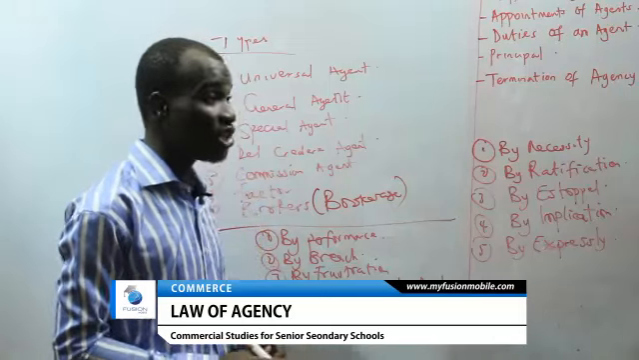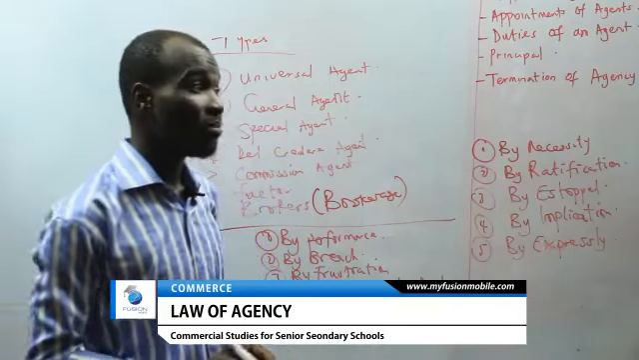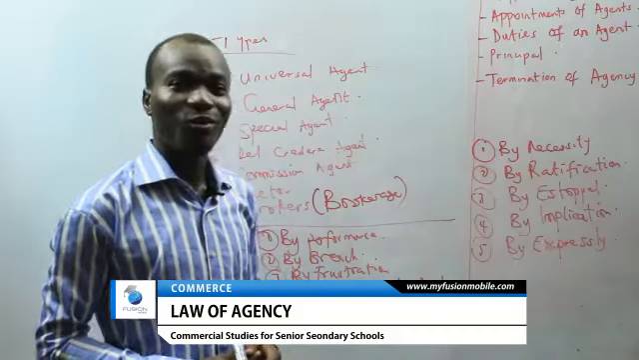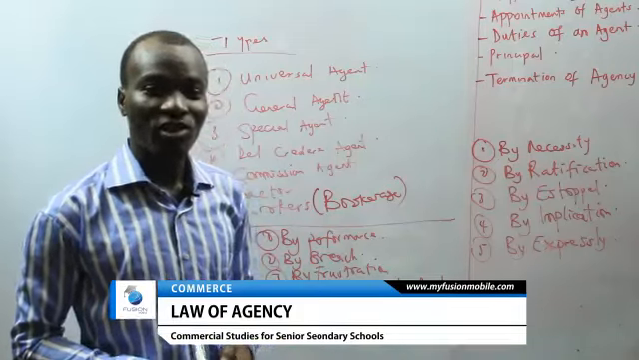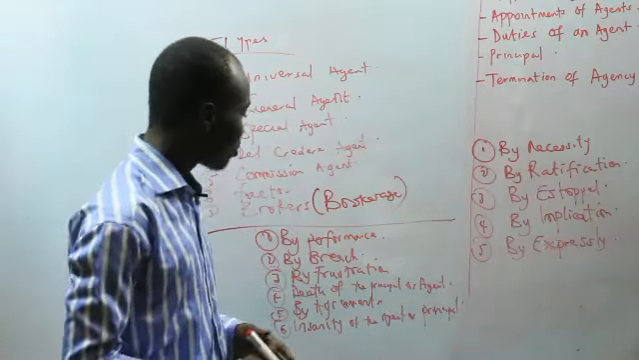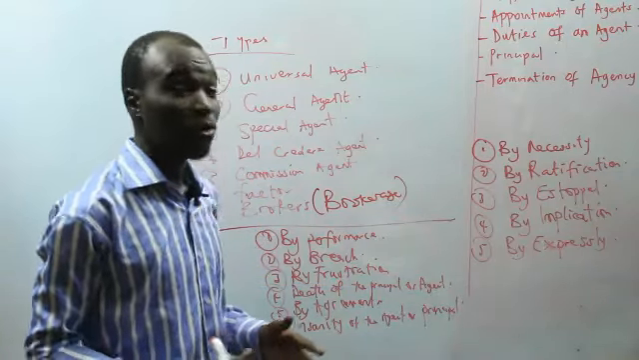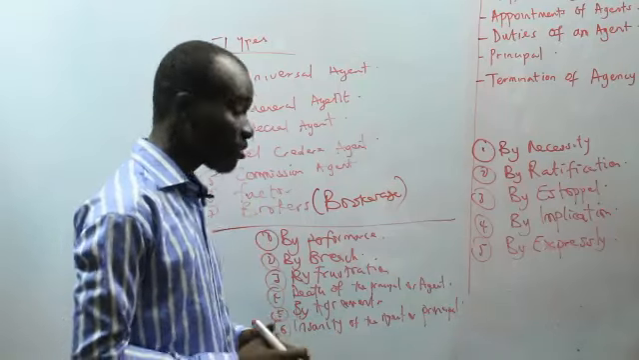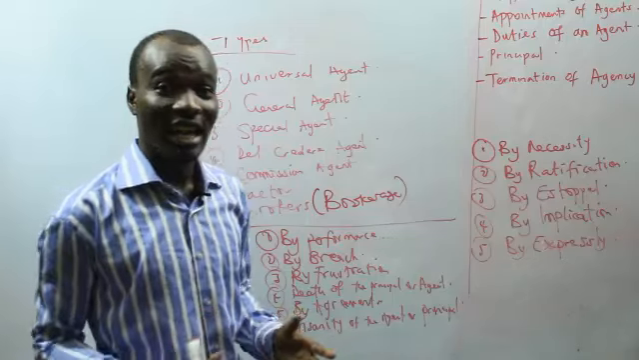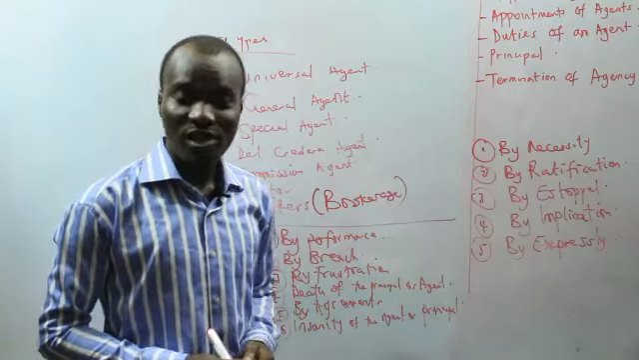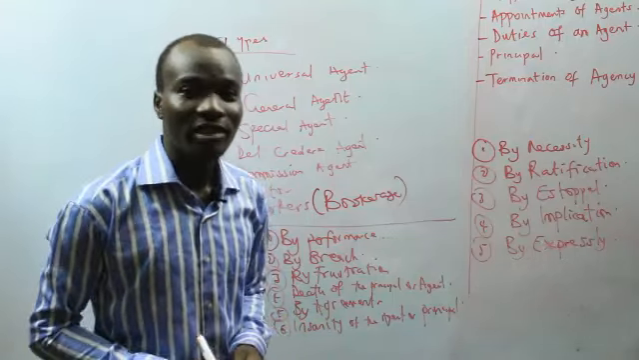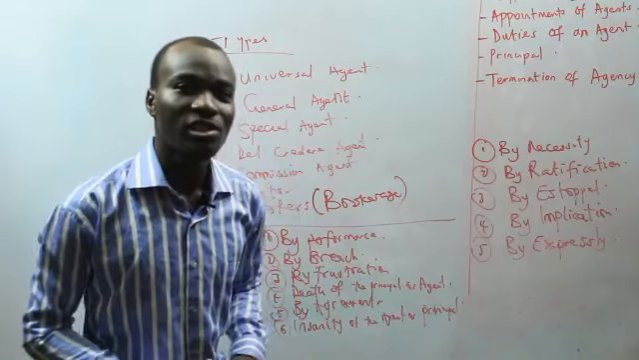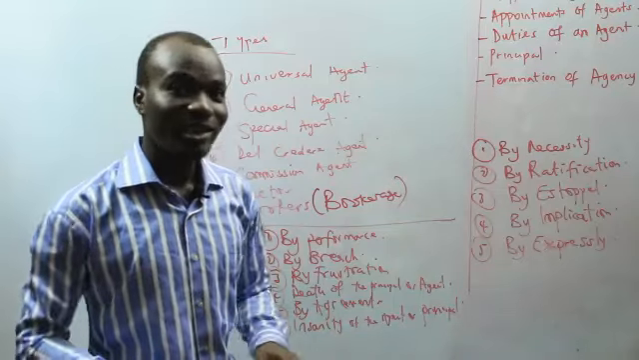The next one is by breach. This involves the failure of any party in the contract. The failure of the agent or the principal in the contract can bring the contract to an end, or terminate the contract. And the next one is by frustration. That is when the agency is brought to an end, not by the actions of any party in the contract, the principal or the agent.